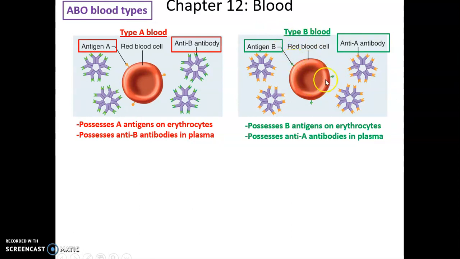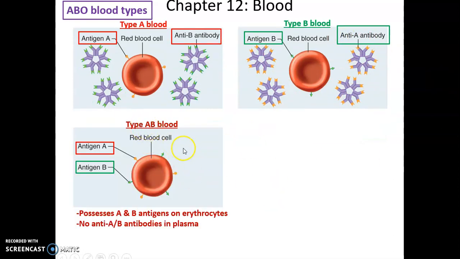Then there's people with type B blood. They have the B antigen on the surface of their red blood cells, and they therefore have antibodies against the A antigen, so anti-A antibodies. Again, they only have the B antigen on their blood cells, so the A antigen is not supposed to be present. So if it is, it must be an invading cell or pathogen or whatever, and so they have antibodies to target and help eliminate things with the A antigen.